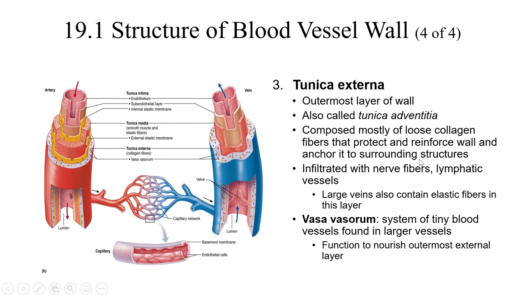And you have the tunica externa. The tunica externa, the outermost layer of the wall, is also known as the tunica adventitia. It's composed mainly of loose collagen fiber. This is your tunica externa in the vein, and in the artery, that's also the tunica externa, made up mostly of loose collagen fibers that protect and reinforce the wall and anchor it to the surrounding tissues. They are infiltrated with lots of nerve fibers and lymphatic vessels. The large veins also contain elastic fibers in this layer, but very, very little.